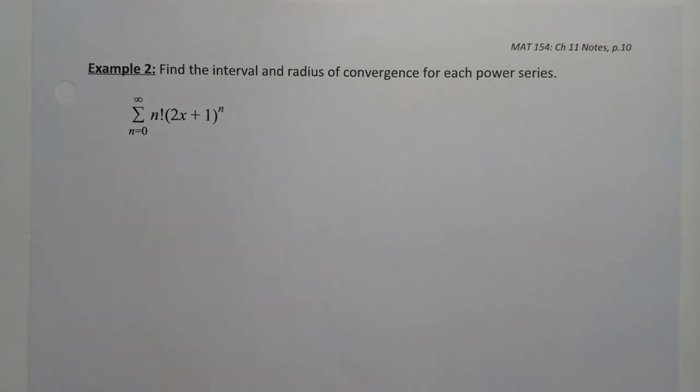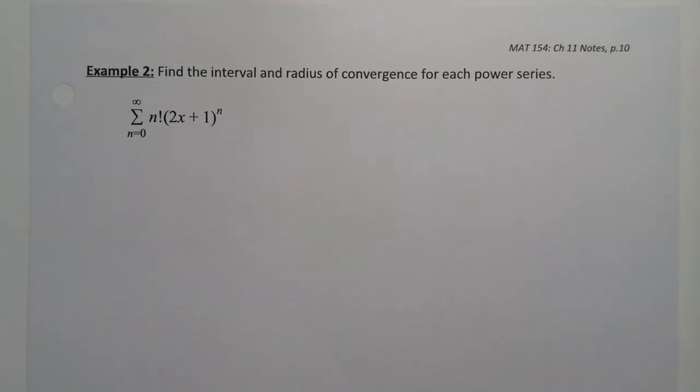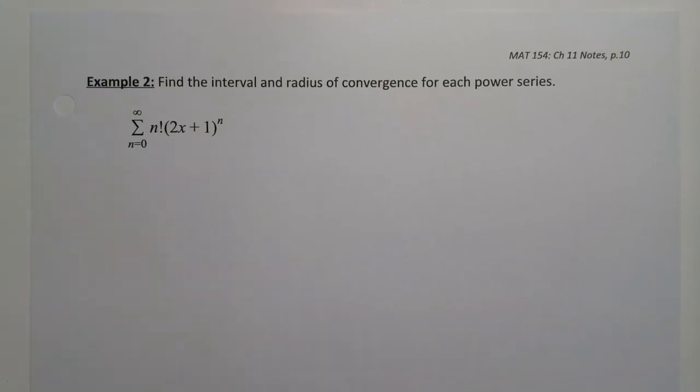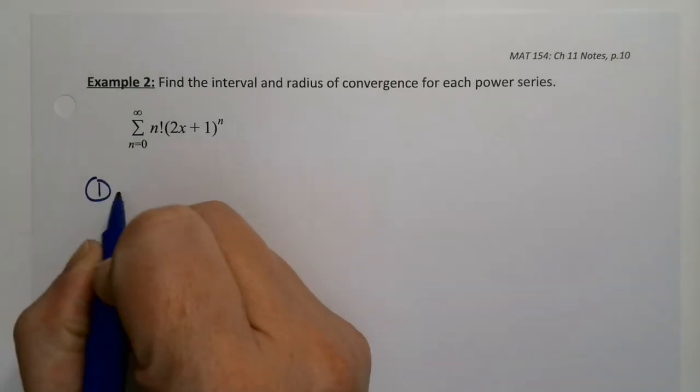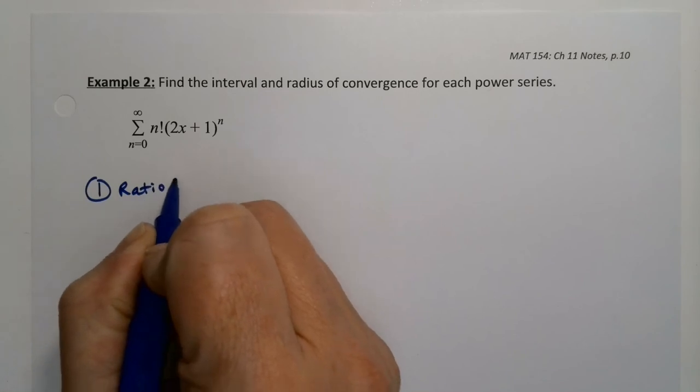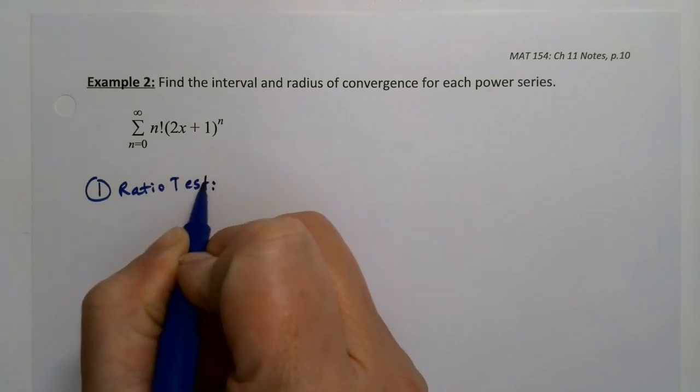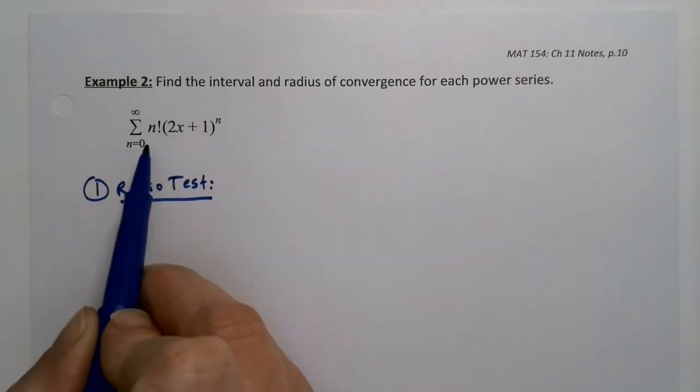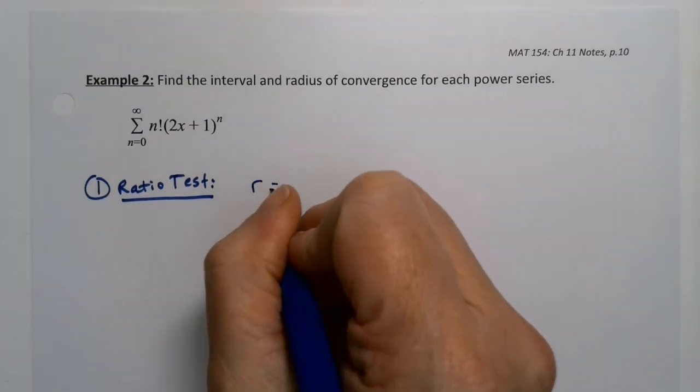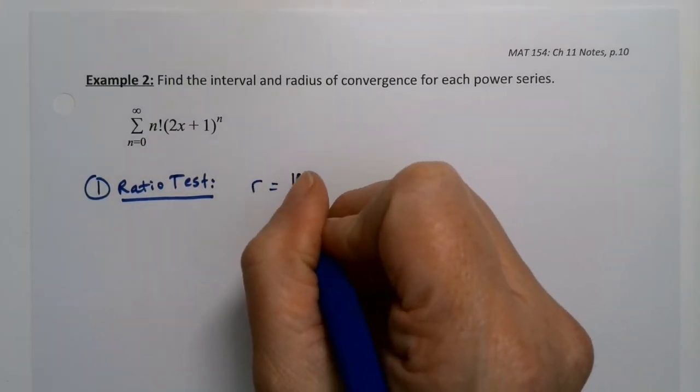So let's keep up with finding the interval and radius of convergence. Let's hope they're not all as long as the last one, which took us 2 pages. So number 1, let's do the ratio test. Notice there's a factorial in this problem, so of course I'm going to use the ratio test. What else would I do?